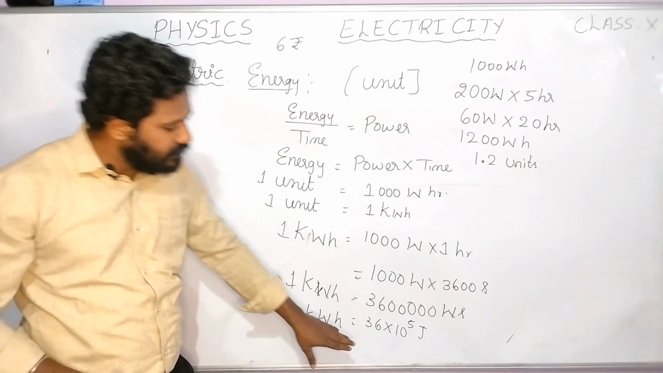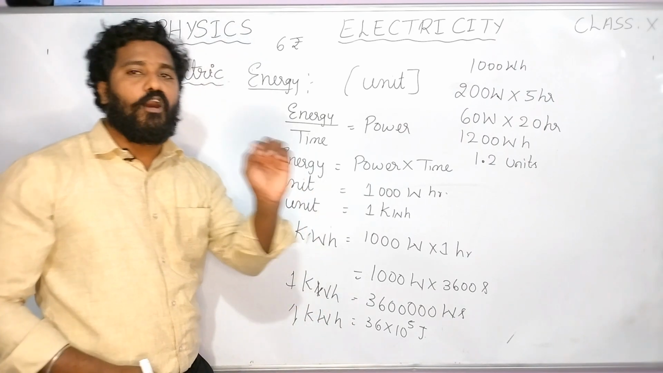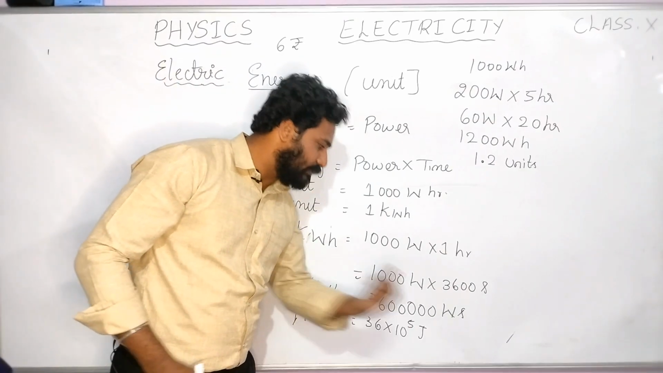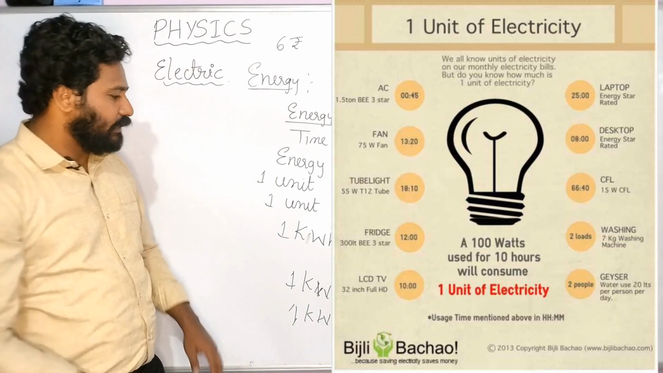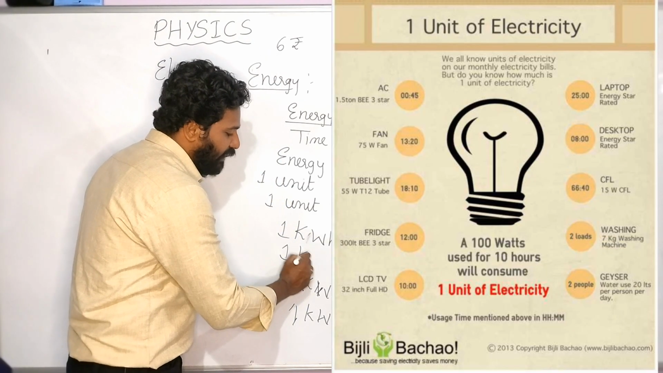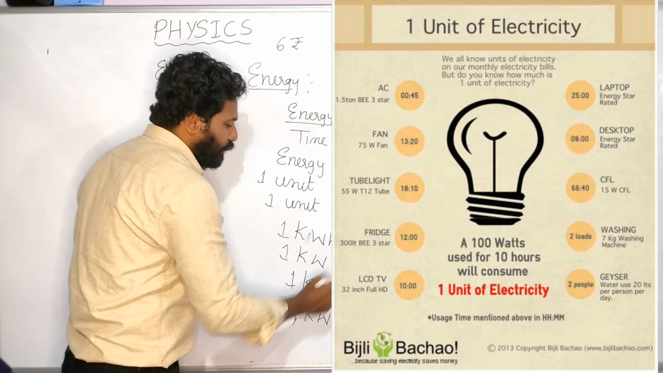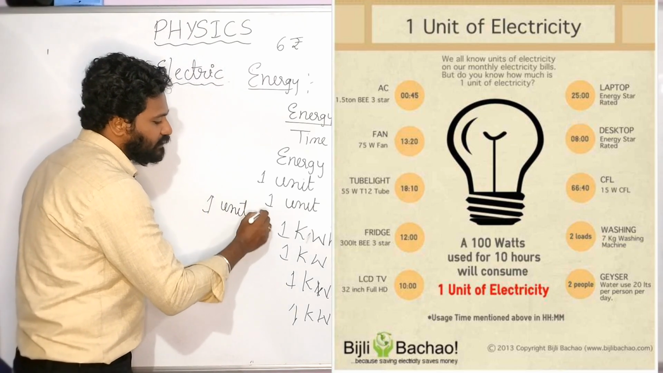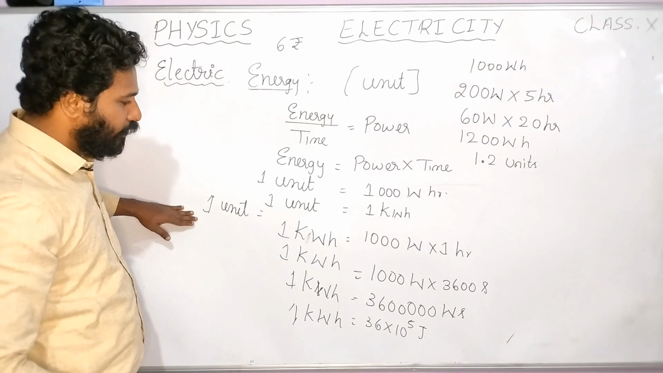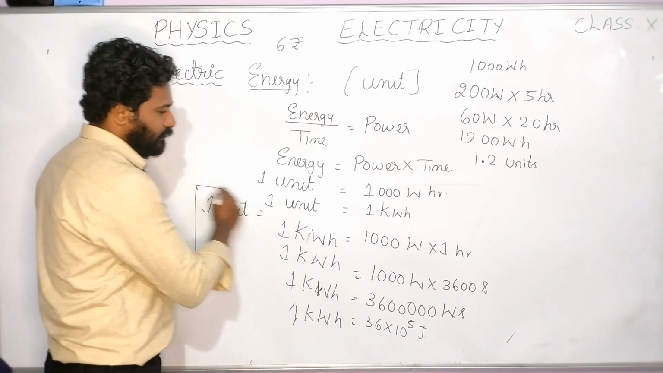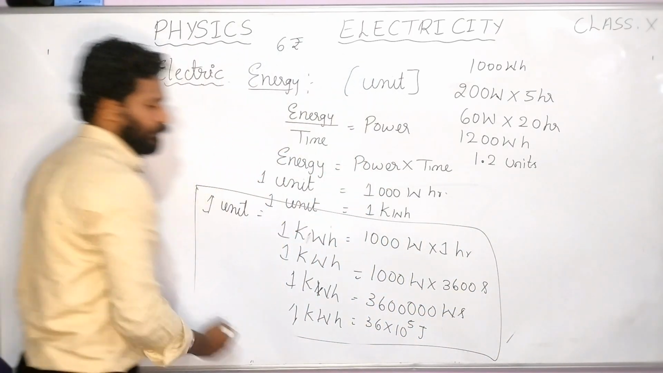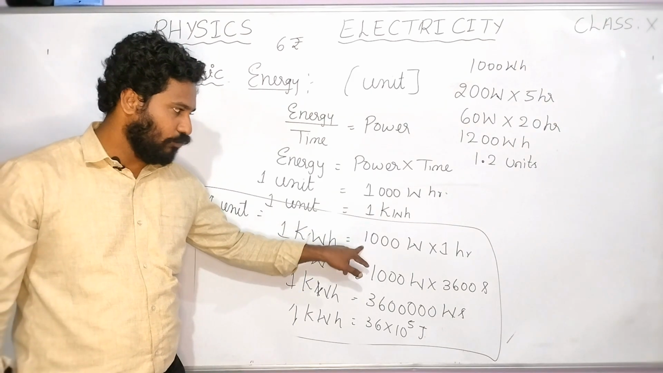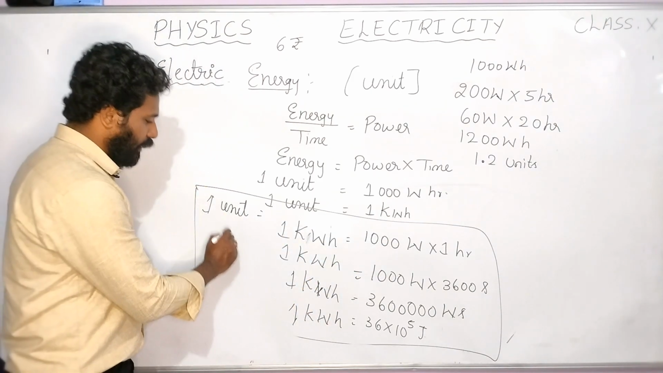Okay, did you understand? This is in SI unit. It's not a small amount of energy, it's a big amount of energy. So that is 36 into 10 power 5 joule. This is how they will ask you to express 1 unit in J. So if they ask you 1 unit in J, you have to write this for 1 mark or 2 mark.